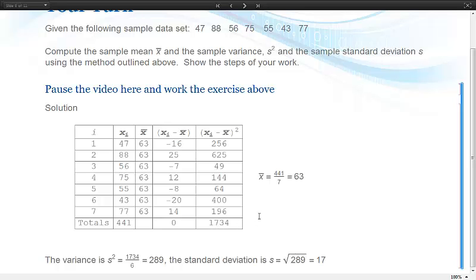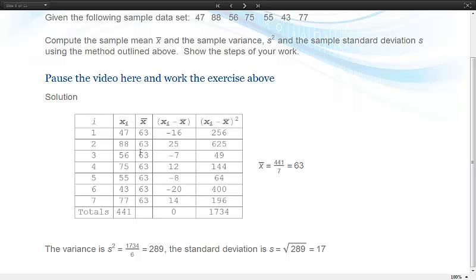1,734. So to compute the variance, I simply take the total of the squares of the deviations and divide by 1 less than the count. Divide by n minus 1. 1734 divided by 6 is 289. So 289 is the variance of this data set. And then finally I get the standard deviation by taking the square root of the variance. So s is the square root of 289, which is 17. So 17 is the sample standard deviation for this data set.